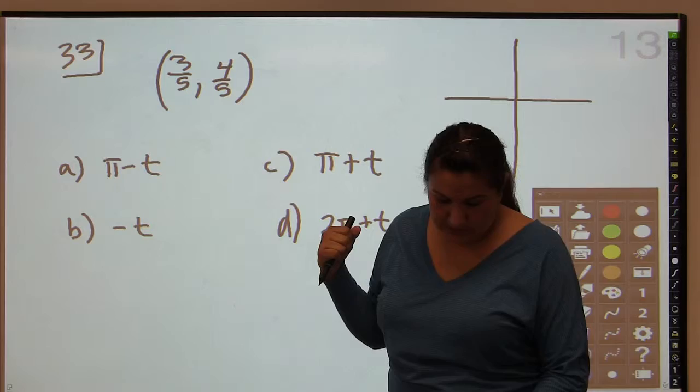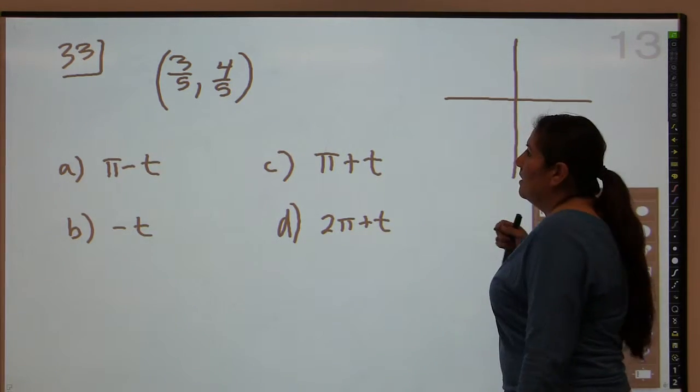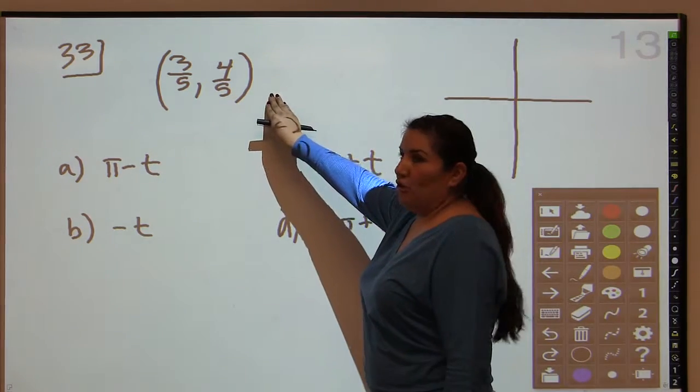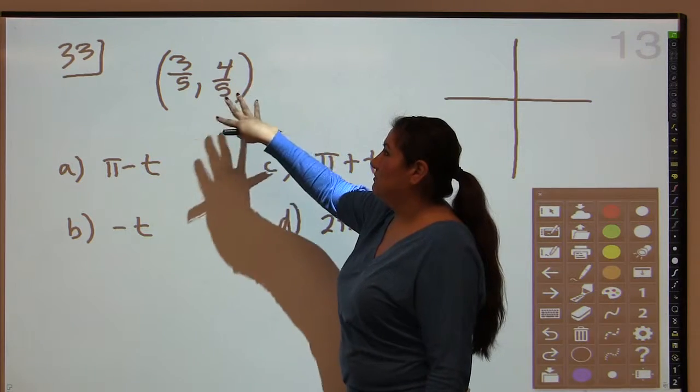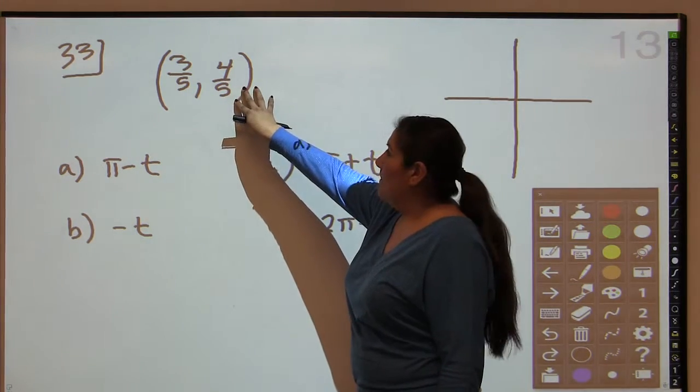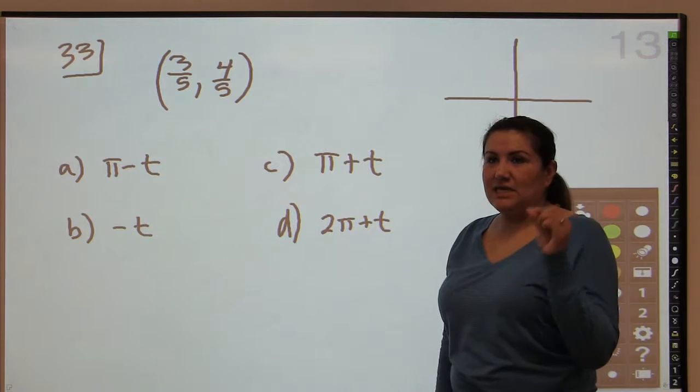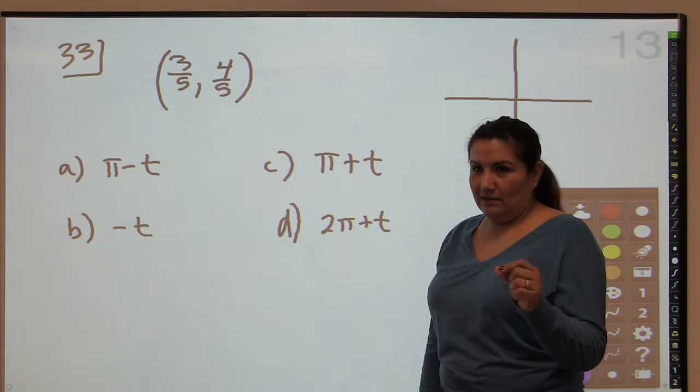Find the terminal point. Okay, so here we go. This is the point that you're going with, right? So they're all going to have some relationship with this point here. So remember, what is t? T is the angle, right? It's the angle of rotation.